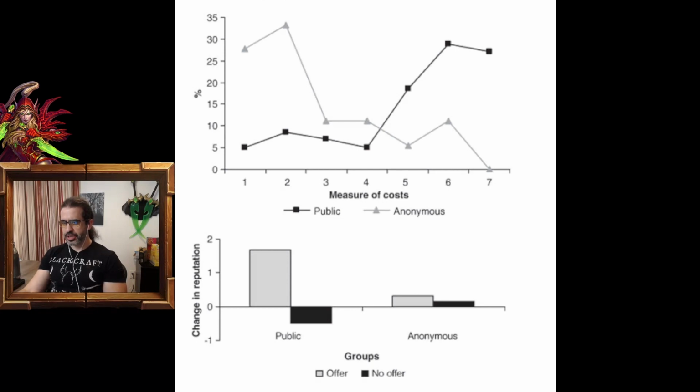So when people are expressing publicly, they're picking more costly forms of charity. When they're expressing it privately, they are picking less costly forms of charity. And when they're expressing it publicly, they're more charitable relative to when it's private. And as we can see in the bottom here, when those people expressed their interests in behaving charitably publicly, they appeared to gain in social recognition.